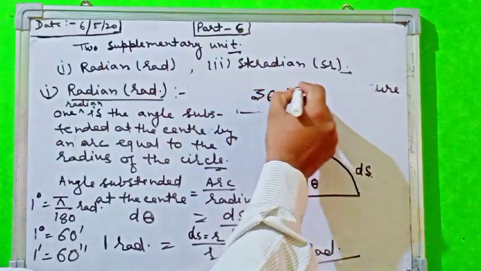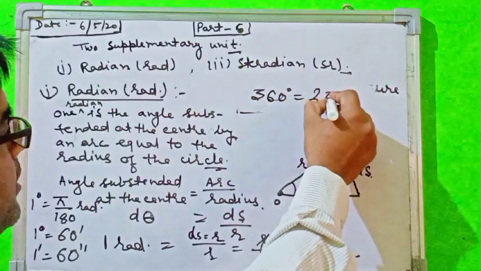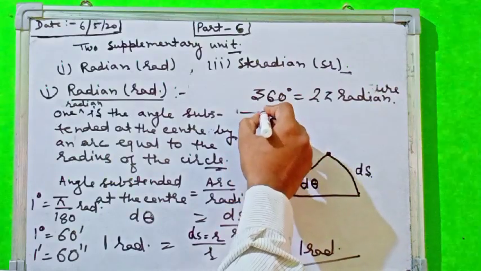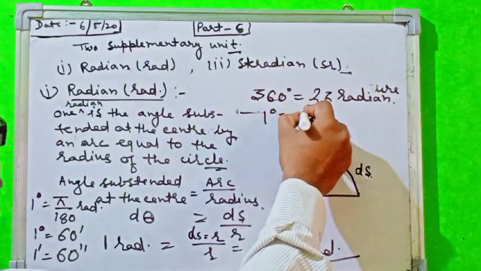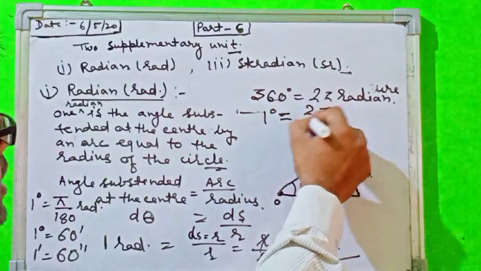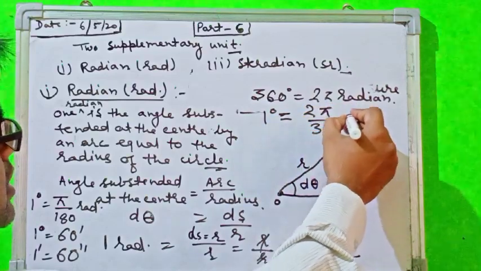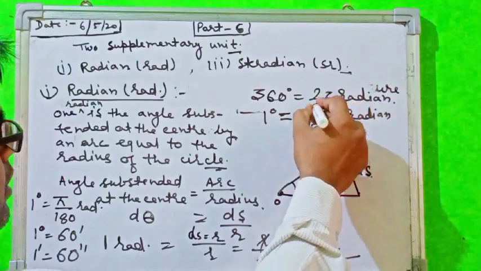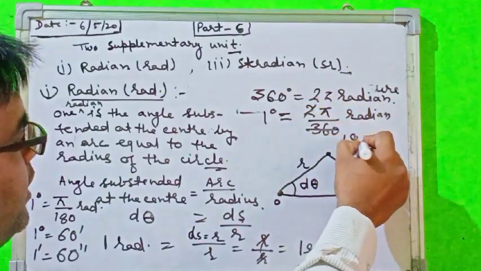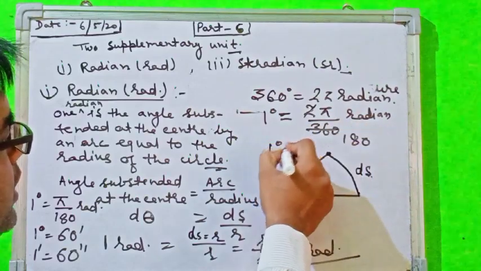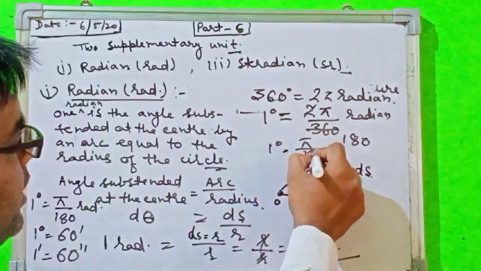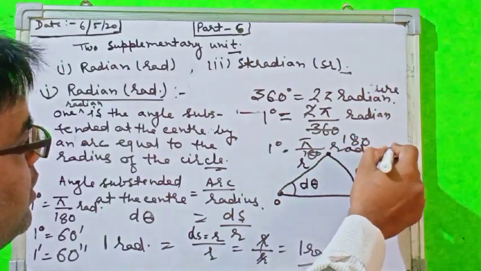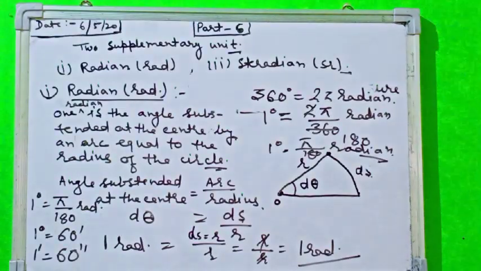360° is equal to 2 pi radian. Then 1 degree is equal to 2 pi upon 360 radian. Then 1 degree is equal to pi upon 180 radian. This is the relationship between degree and radian.